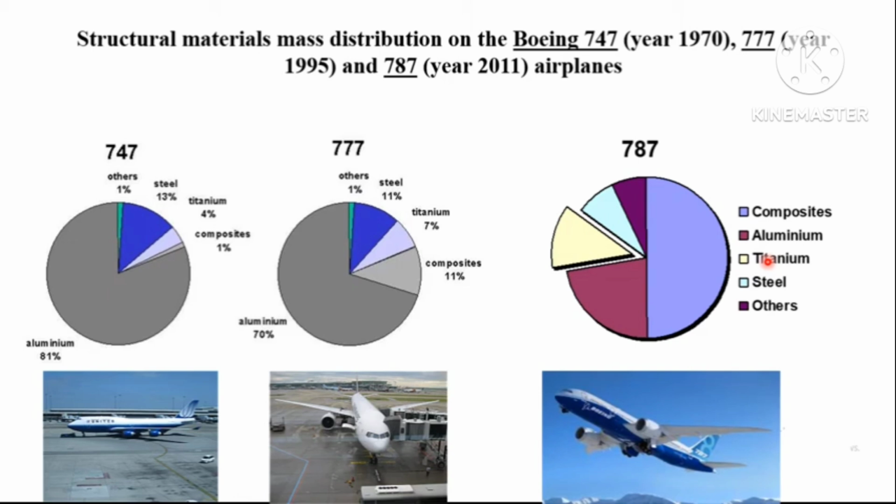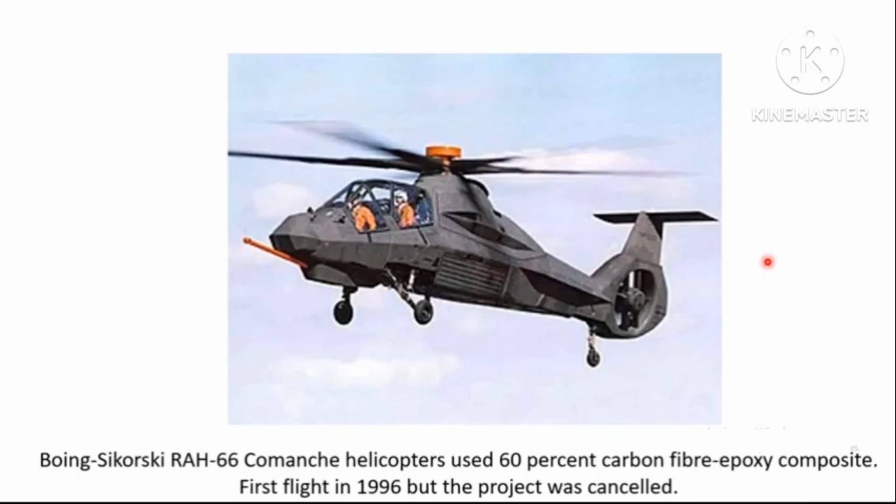In fact, the very first large-scale use of carbon fiber epoxy composite was the Boeing Sikorsky helicopter, in which 60% by weight was this composite. Started in 1991, this helicopter was designed as a stealth and attack helicopter for the US Army.